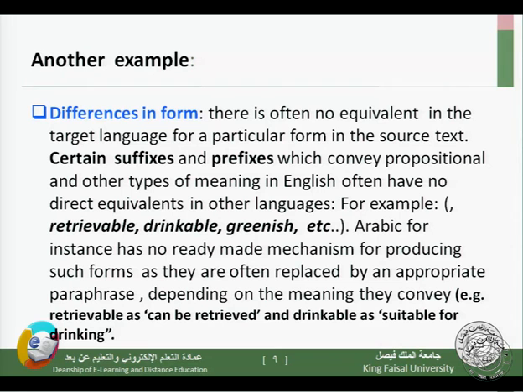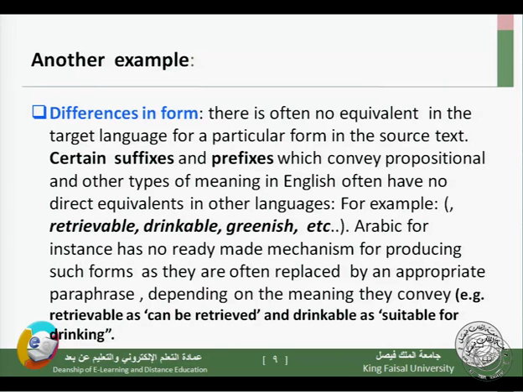A third example, differences in form. There is often no equivalent in the target language for a particular form in the source text. Certain suffixes and prefixes convey different types of meaning in English, and they don't have a direct equivalent in other languages. I explained this to you. This is the form. If you look at retrievable, drinkable, Greenwich, Arabic, for instance, has no ready-made mechanism for producing such forms. It means Arabic doesn't have a direct equivalent to such forms, retrievable, drinkable.